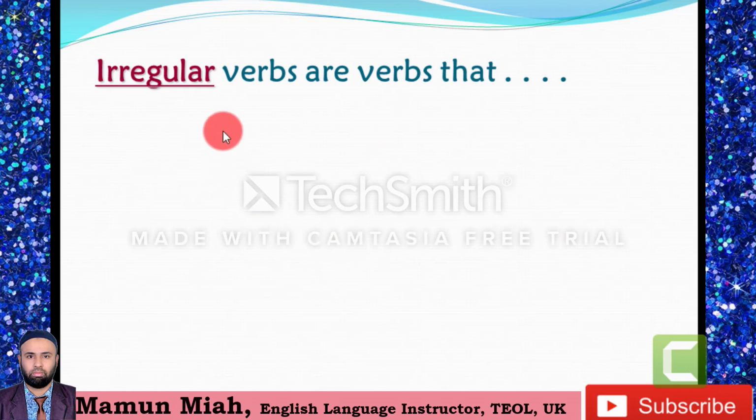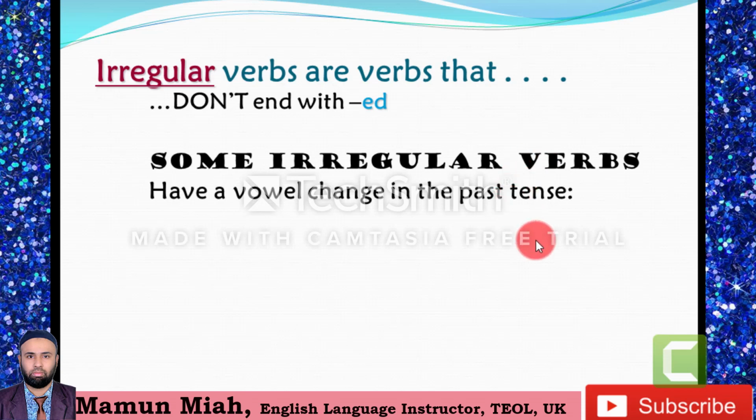Now, my dear students, turn to irregular verbs. Irregular verbs are verbs that don't end with the "ed" sound. Some irregular verbs have a vowel change in the past tense. That means from the base form to the past simple form, the difference would be only the vowel letters.